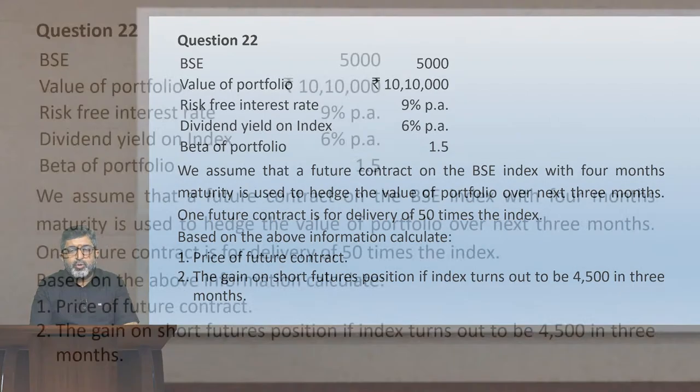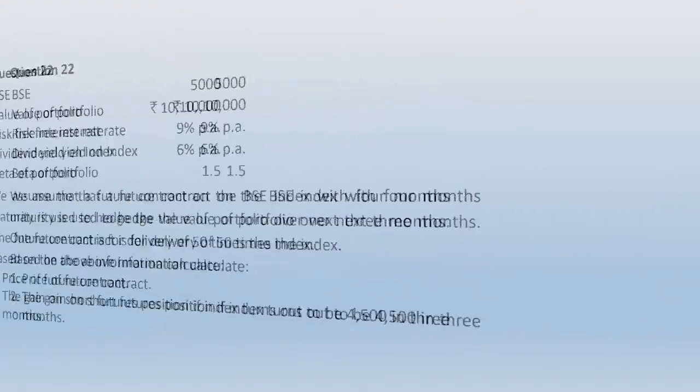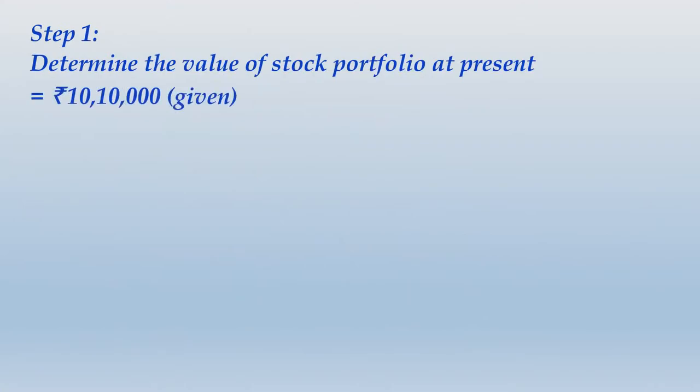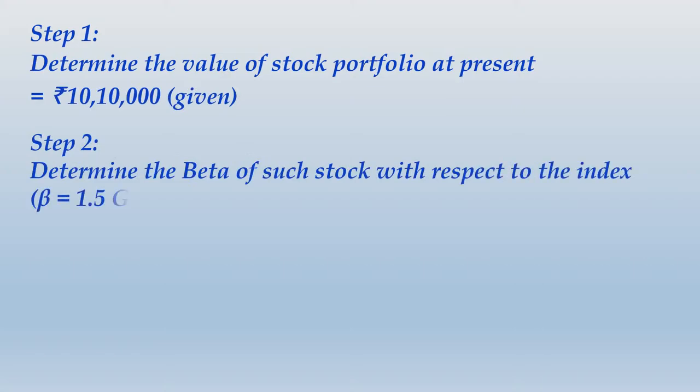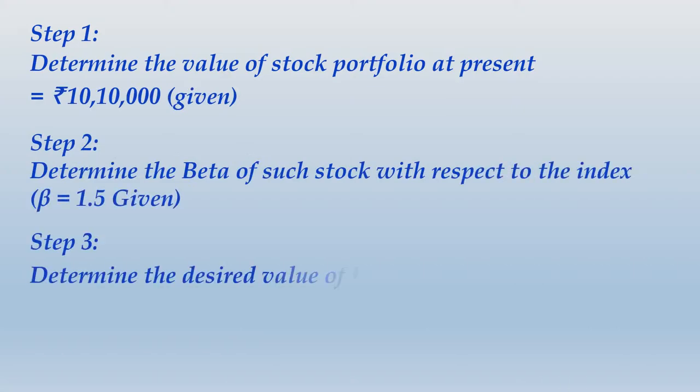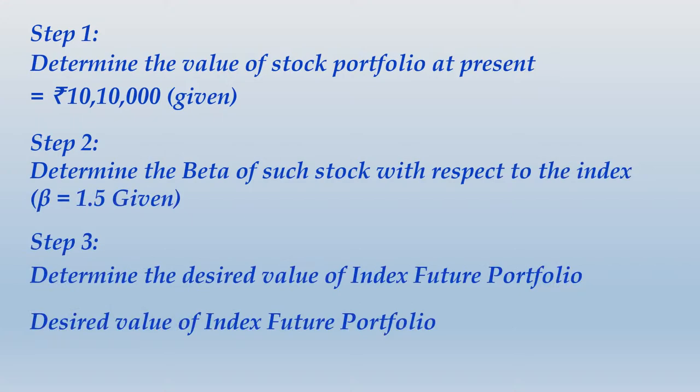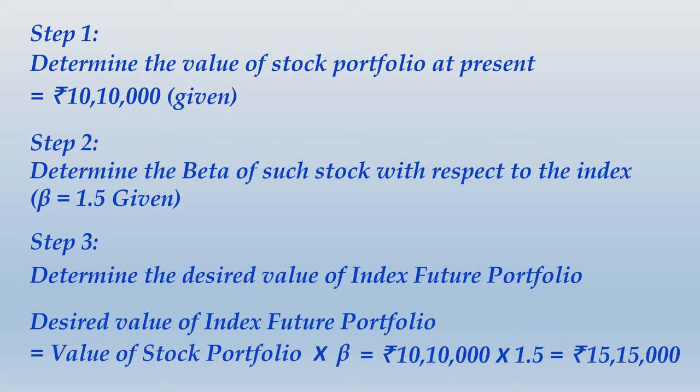So let me now show you how to present your solution over here. In your solution, you begin with the first step, that is determine the value of stock portfolio at present. It is already given in the question. Step 2 is determining the beta, that is also given. Step 3 will be the desired value of index future portfolio, which will be value of stock portfolio into beta. 10,10,000 into 1.5 times, it will give you 15,15,000. So please take note of this working through taking a screenshot, and then I take you ahead.